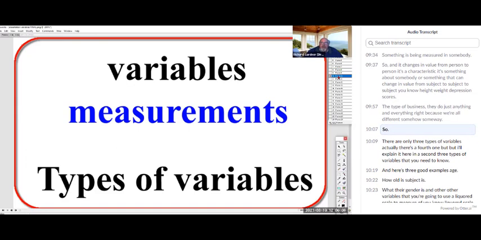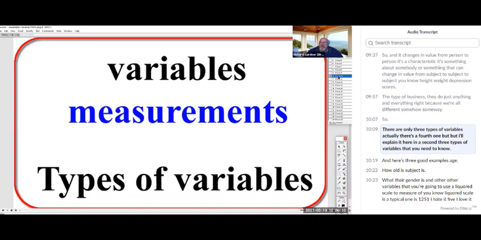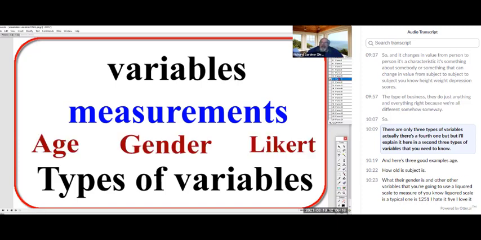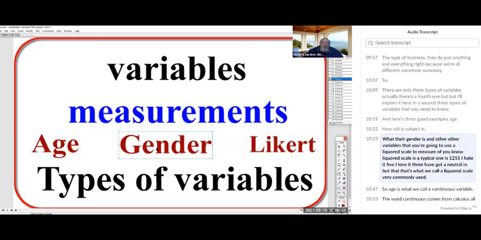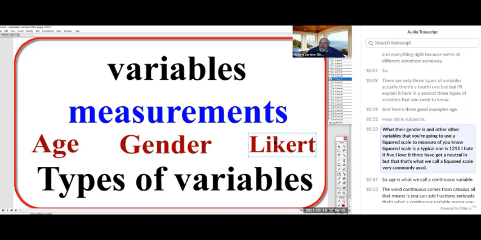So there are only three types of variables. Actually, there's a fourth one, but I'll explain it here in a second. Three types of variables that you need to know. And here's three good examples. Age, how old the subject is, what their gender is, and other variables that you're going to use a Likert scale to measure. And a Likert scale, a typical one is 1 to 5. 1, I hate it. 5, I love it. 3, I'm kind of neutral. But that's what we call a Likert scale. Very commonly used.